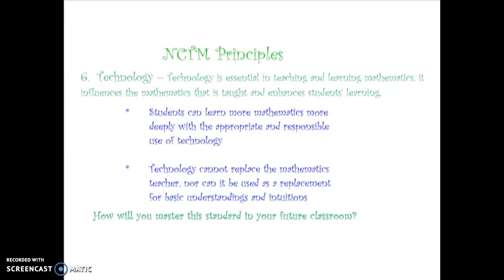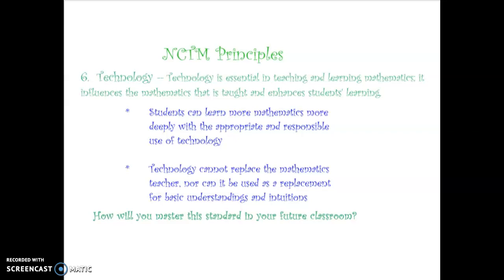All right, and then the technology principle. So we talked about this just a little bit in class. Technology does not necessarily mean electronic, although obviously it can be. It's really important, that first bullet point there, that you are using your technology appropriately and responsibly. So allowing your sixth graders, your seventh graders to use calculators all the time is not responsible, in my opinion, for the most part.